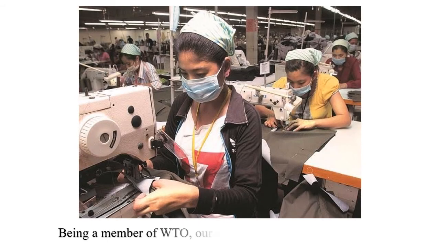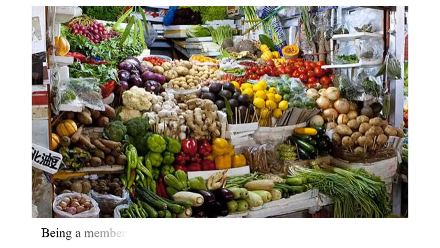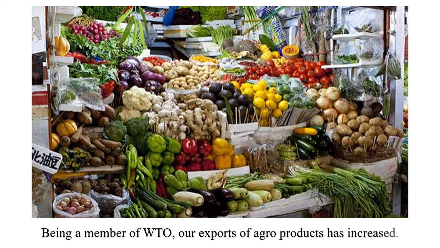Being a member of WTO, our exports of clothes have increased tremendously. Then, being a member of WTO, our exports of agricultural products have also increased. That means we were backward in the agriculture sector, which has been developed a lot.